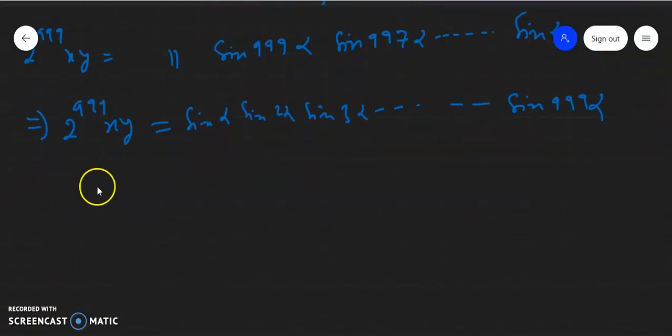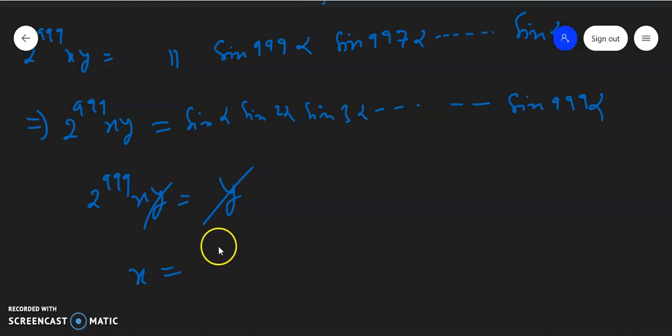Finally, we can write 2 to power 999 xy is equal to y. This y should cancel. We were interested in x, so x comes out as 1 by 2 to power 999.